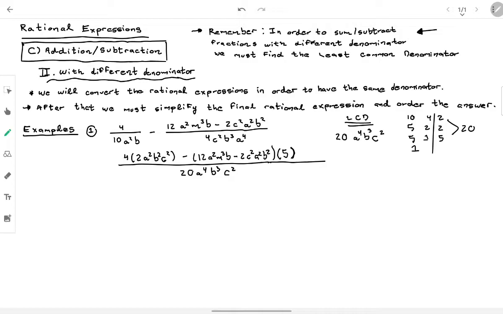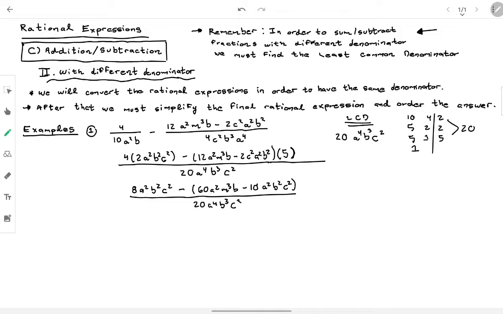So what can we do next? It's going to be 4 times 2, 8 A squared B squared C squared, minus, we can multiply the 5, and it's going to be 60 A squared M cubed B minus 10. We can put it in order. A squared B squared C squared, all of it divided by 20 A to the 4 B cubed C squared.